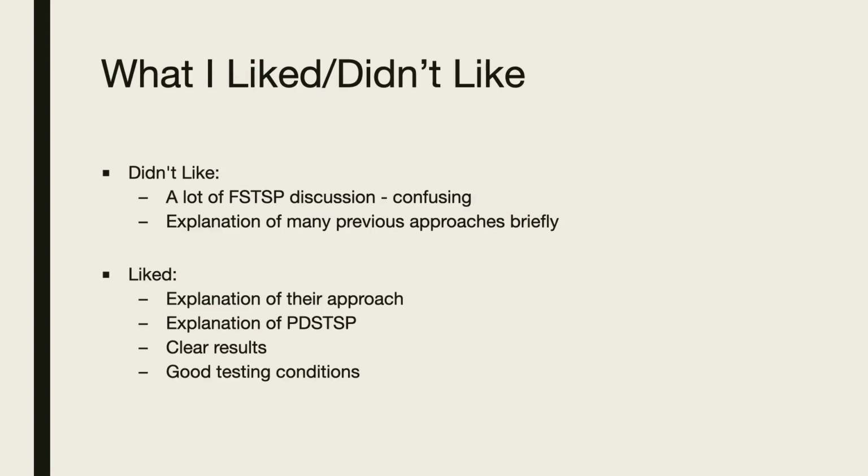In regards to what I liked and didn't like about the paper, starting with what I think could be improved, I found that at the beginning of the paper, too much time was spent on topics that I considered unnecessary, that more so confused me rather than helped me understand what the paper was about. For example, they spent a lot of time explaining the FSTSP, which I got confused between the characteristics of this algorithm and the PDS-TSP as they're very similar. I also think too much time was spent briefly describing a range of previous approaches, and this should have been limited to the approaches which they compared their actual algorithm to in the experimental results.